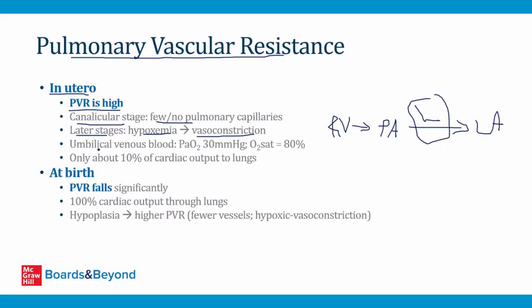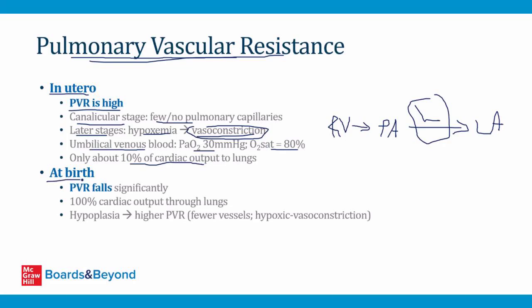And so the blood coming to the baby through the umbilical vein has a very low PaO2 of about 30 compared to 90 or 100 or so in the adult. And the O2 sat is only about 80% compared to 98 or 99% in the adult. So you have relative hypoxemia in utero for the baby, and this is going to cause vasoconstriction, and that's another factor that makes the PVR high. And so because it's so hard for blood flow to go through the lungs in utero, only about 10% of the cardiac output goes to the lungs. The rest of the cardiac output bypasses the lungs, going either through the ductus arteriosus or the foramen ovale. And I talk about these things in the embryology videos in the cardiology section.